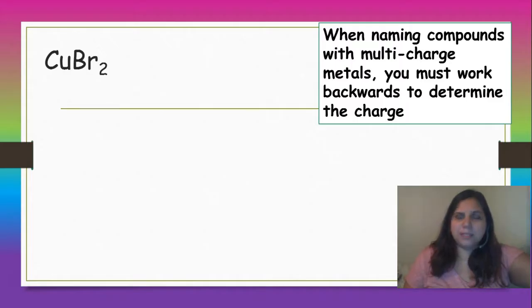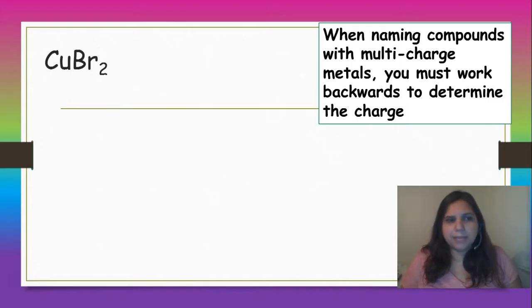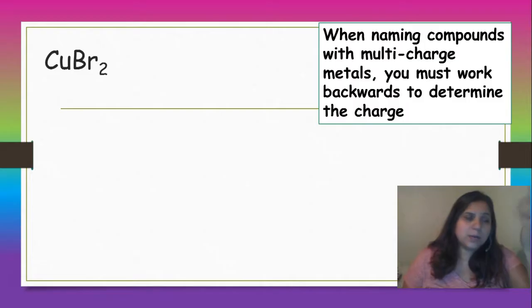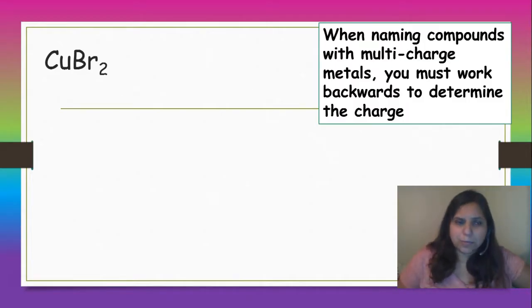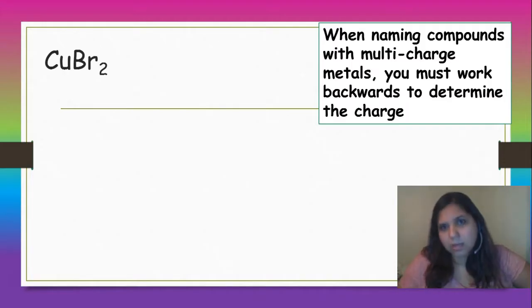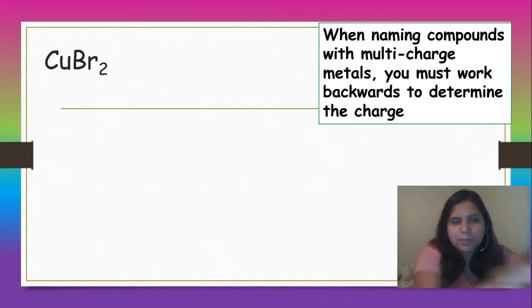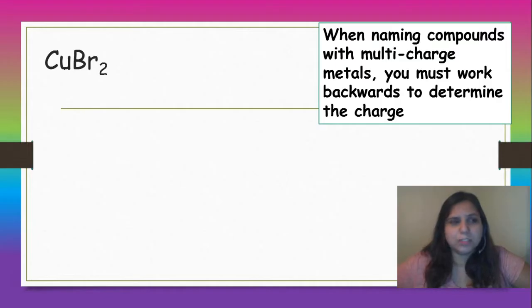We have to name this. It's a little trickier to name them because you have to figure out what the Roman numeral is. If you look at the chart, this could be copper 1 or it could be copper 2. But let's go ahead and just figure it out based on the information we do have, which is the charge on the bromine. It says, when naming compounds with multi-charged metals, you must work backwards to determine the charge.